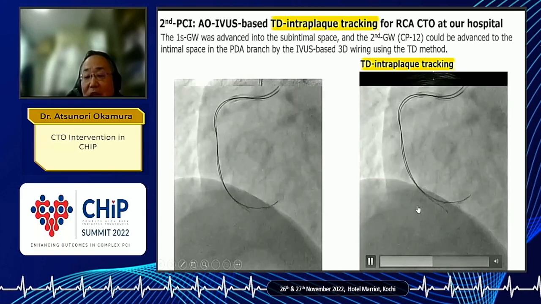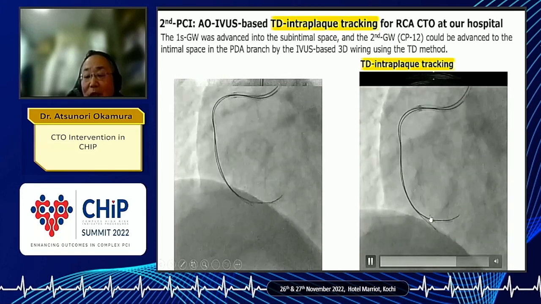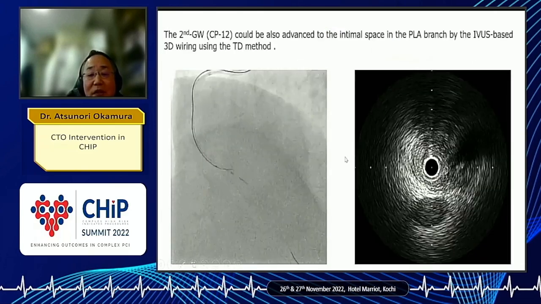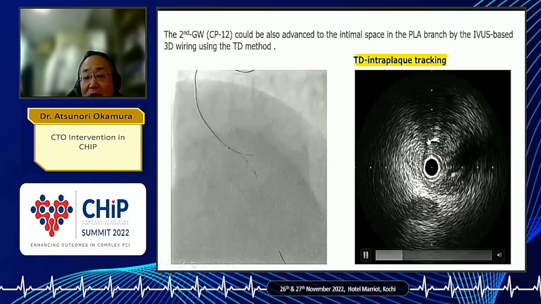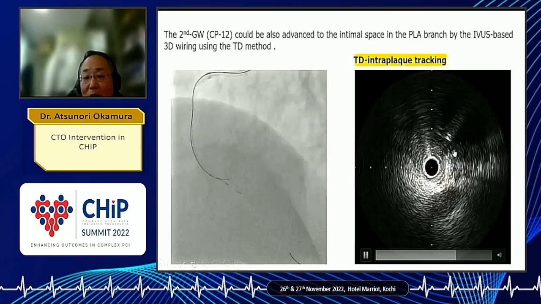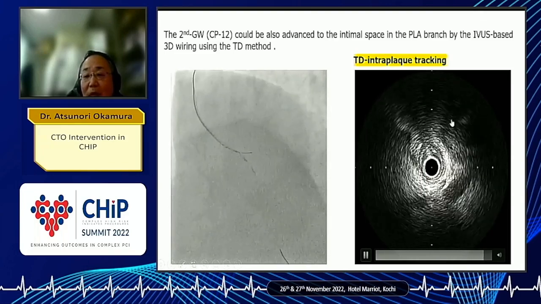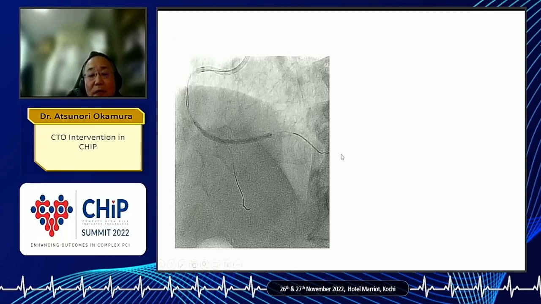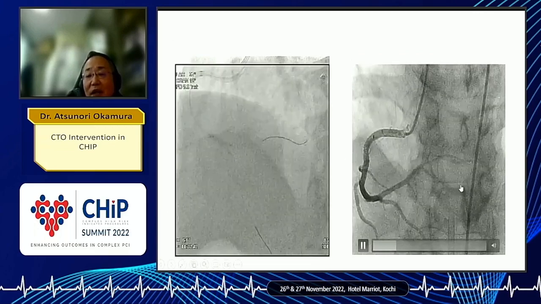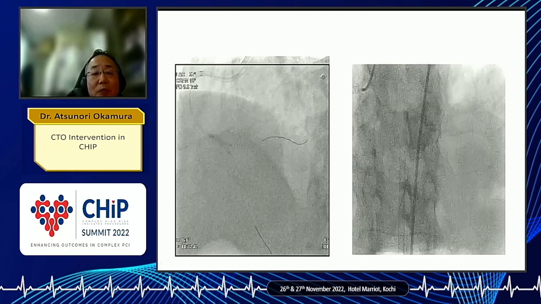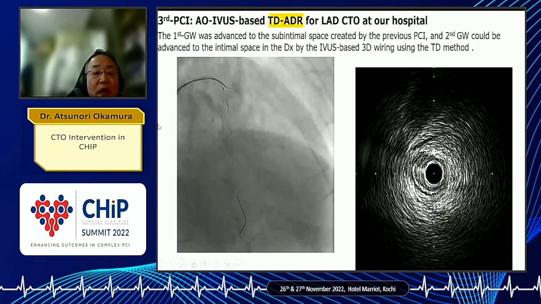I advanced another second guide wire to the PL branch, also using the interplug tracking tip detection method. So this is the second guide wire to the PL branch. The guide wire entered the PL branch route like this using the interplug tracking. So I fixed the RCA like this. Then in 2 weeks, I performed the next intervention for LAD.